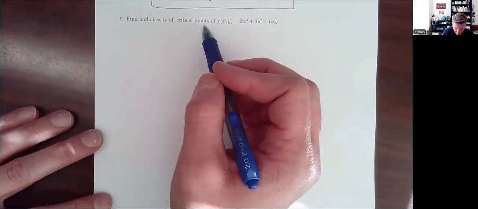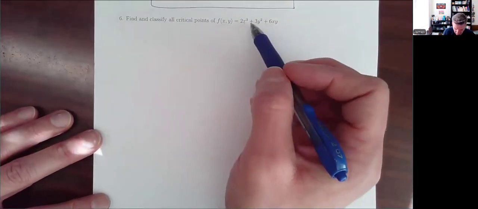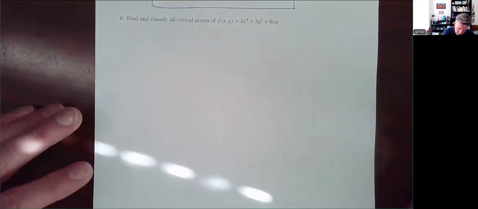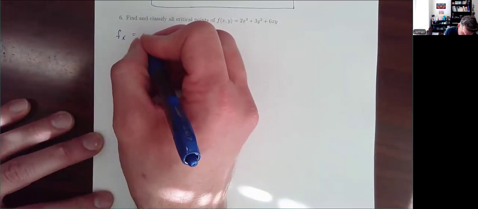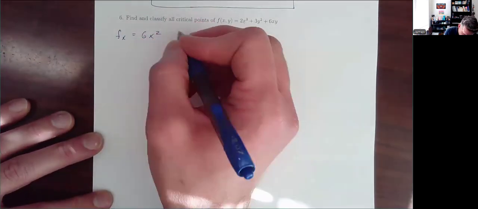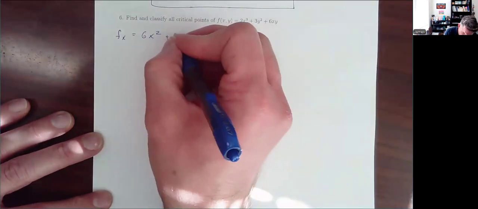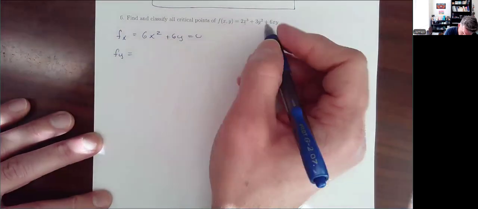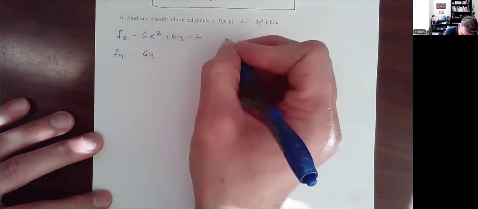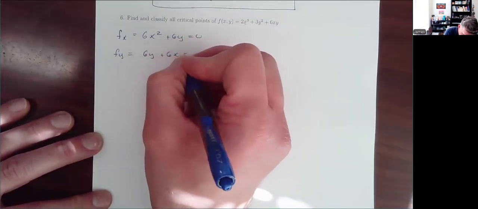Find and classify all critical points of f of x, y equal to 2x cubed plus 3y squared plus 6xy. Okay. So we're going to find the critical points by taking the partials and setting them equal to 0. So fx is going to be 6x squared plus 0 plus 6y. And fy is going to be 6y plus 6x.